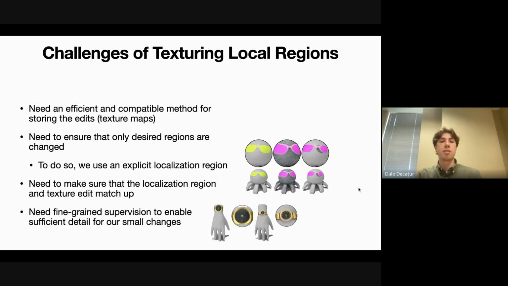And then also we need to make sure we have fine-grained enough supervision to be able to enable sufficient detail for our small changes, right? When we're doing these local edits, a lot of times we're editing very small regions in the mesh. And because of that, we might care more about the resolution of our supervision than we might for standard generative approaches. So we need to make sure we have high enough resolution supervision.